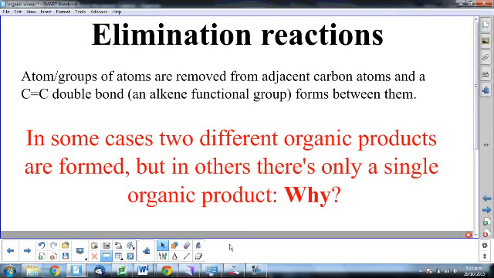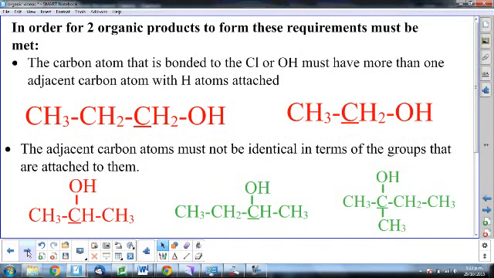And the reasons why two products can form instead of one essentially comes down to this. For starters, the carbon atom that is bonded to the functional group being removed, that could be a halogen or an OH, it must have more than one adjacent carbon atom with hydrogens attached to it.